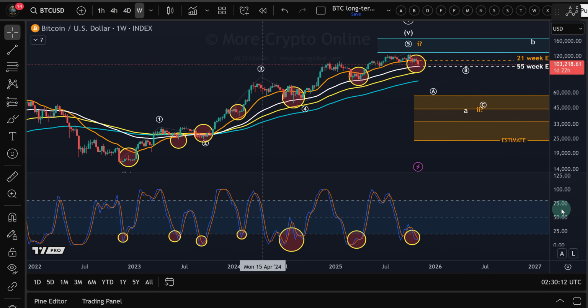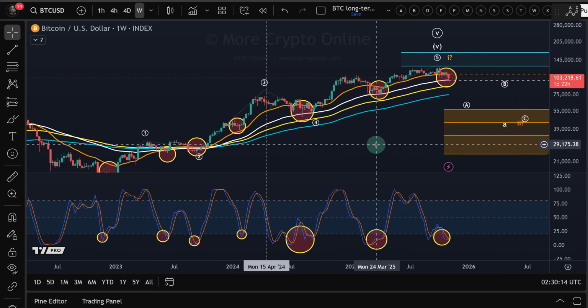Today I wanted to take a moment to talk to you about the fight, the battle between the bulls and the bears around the $100,000 mark, why it is so important, and why specifically the 55-week exponential moving average is so important as a key support level in this cycle.